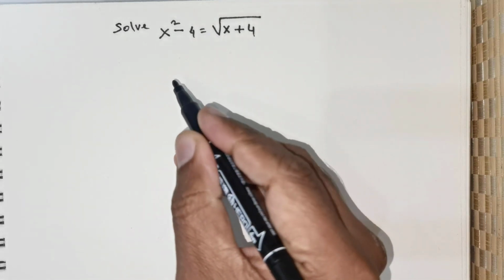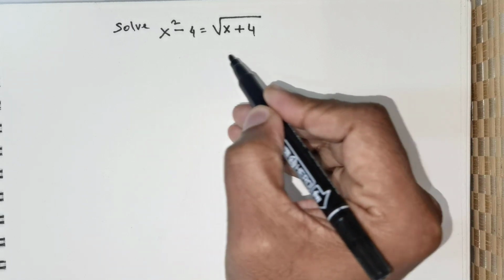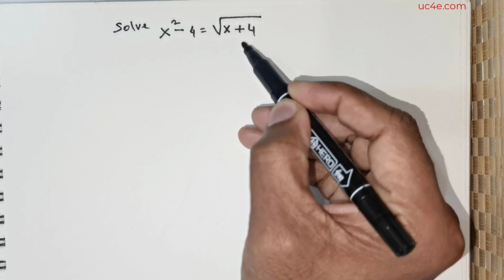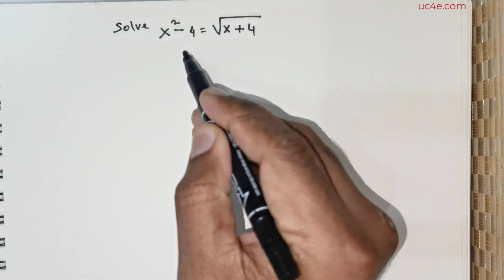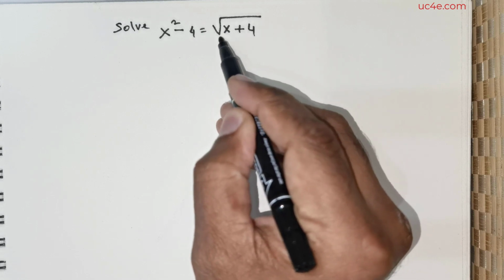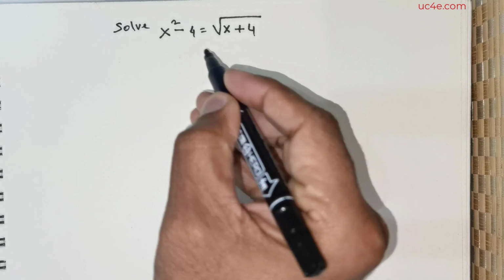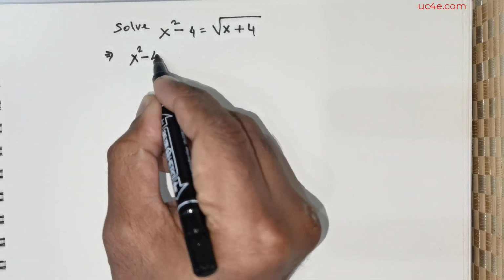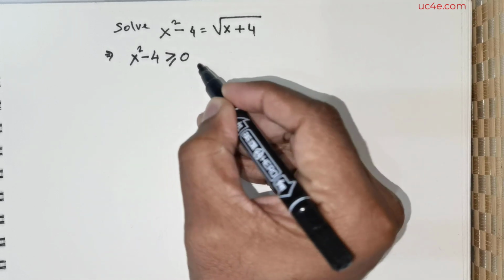Welcome everybody. We have a system here: x squared minus 4 is equal to the square root of x plus 4. We expect it to solve. Now clearly on the right side it is a square root function. So that would mean clearly x squared minus 4 should be greater than or equal to 0.